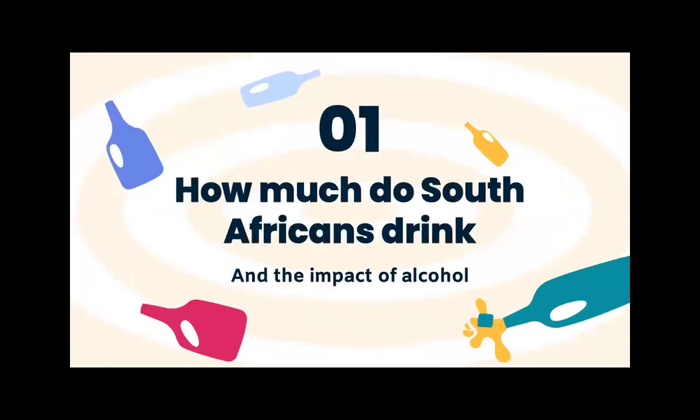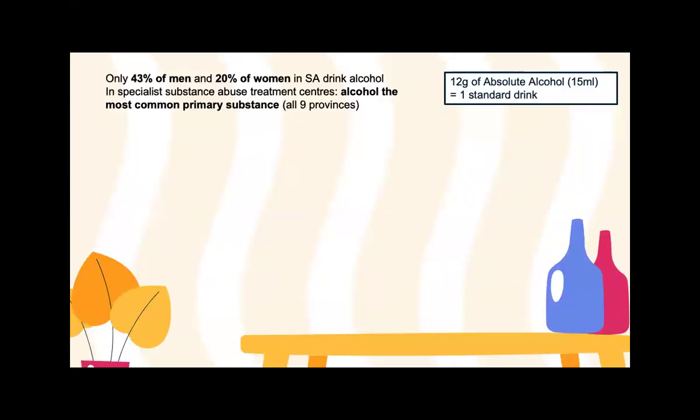So firstly, we're going to look today at South African epidemiology. I haven't even looked at the global statistics, but being able to understand the impact of alcohol in South Africa. And what's interesting is that not everybody drinks. So actually in South Africa, only 43% of men and 20% of women drink alcohol. And this is obviously looking at our complete population. So that will include children and elderly.